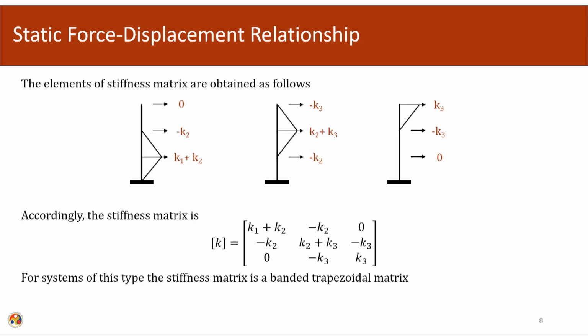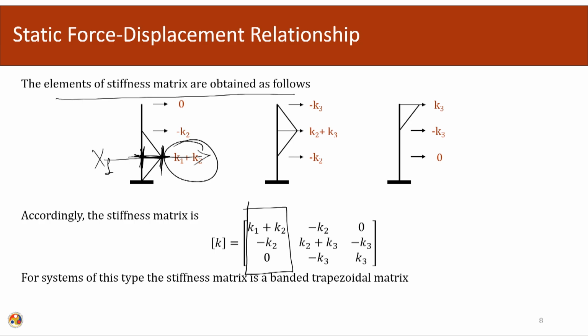Similarly, the elements of the stiffness matrix we obtain by giving a unit displacement out here. So, we give a unit displacement at the degree of freedom x1. The amount of force required to cause this displacement becomes the value of my stiffness. So, this is given by this equation. Again here we give a unit displacement, and the amount of force required to cause this unit displacement becomes my value of stiffness.